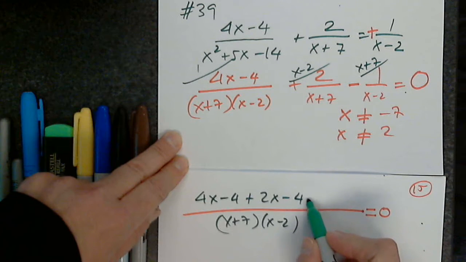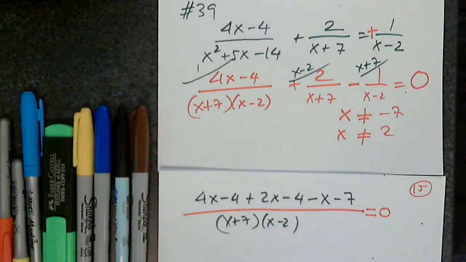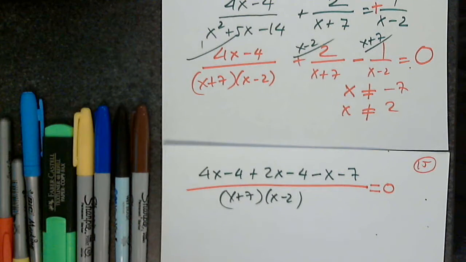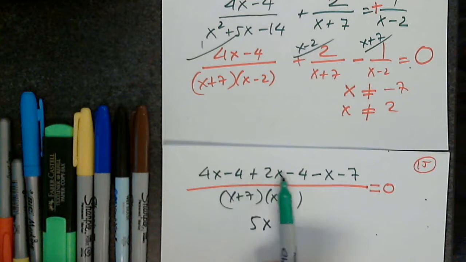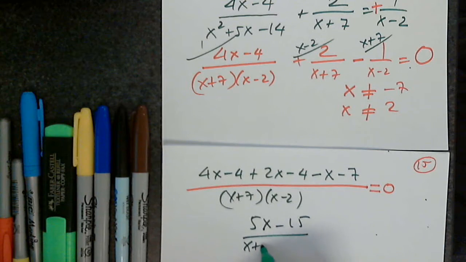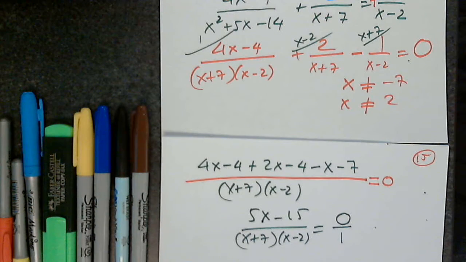Careful. Good. Do you all agree with this? Okay, now what do I need to do? I'm sorry, say it again. So 4x plus 2x is 6, minus 1 is? Do we all agree with 5x? And now this is negative 8, and minus 7 is negative 15, divided by x plus 7 over x minus 2.